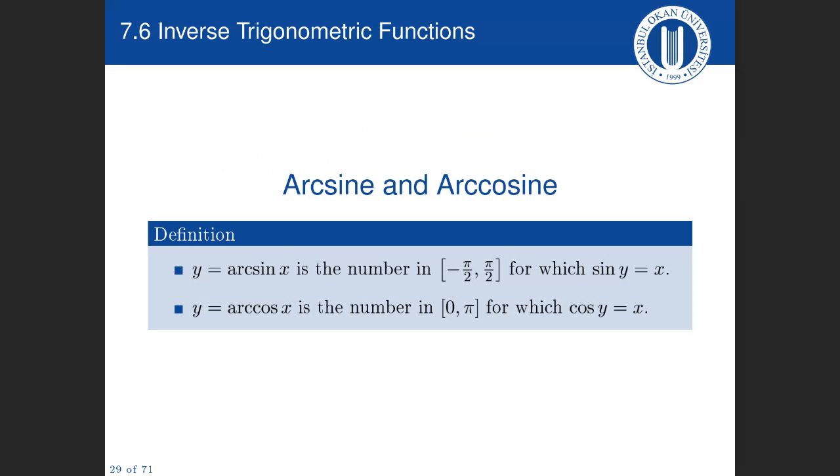Formally, y equal to arcsine x is the number between minus pi over 2 and pi over 2 for which sine y is equal to x, and y equal to arccos x is the number between 0 and pi for which cos y is equal to x.